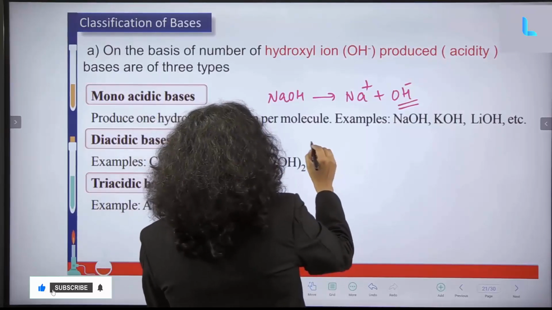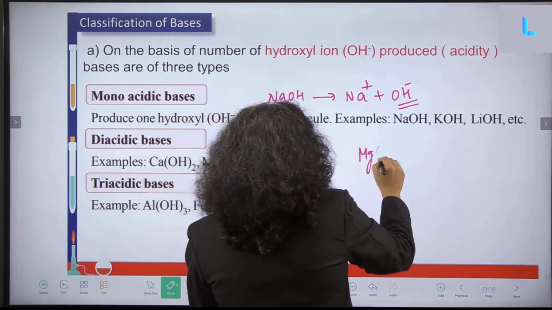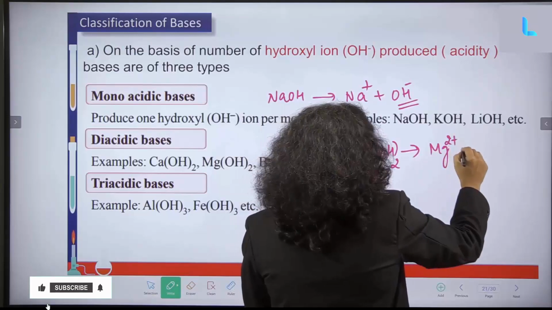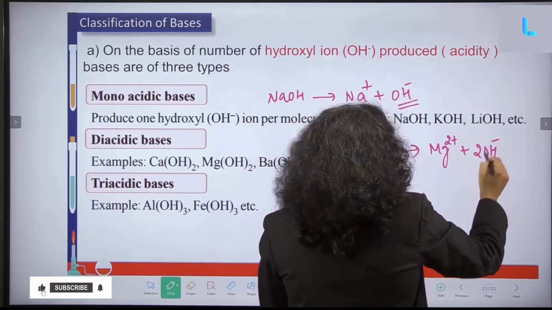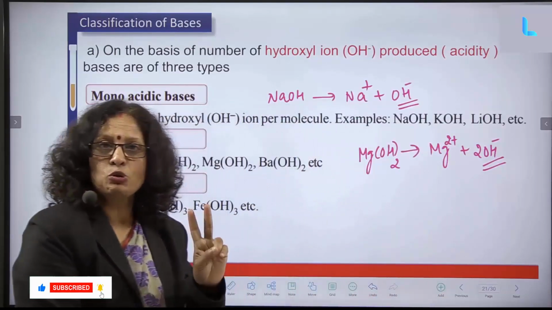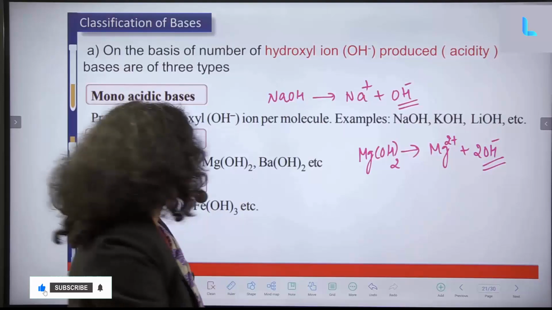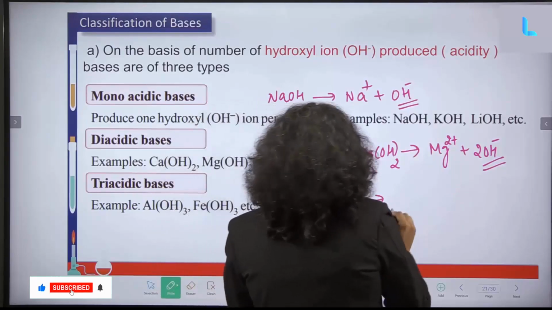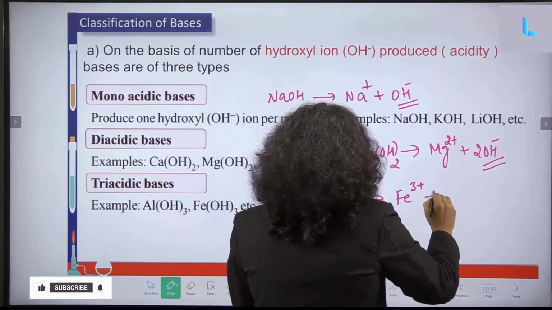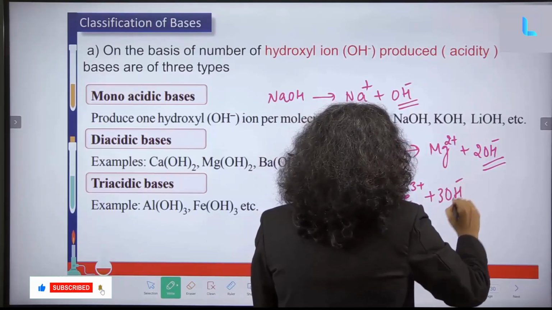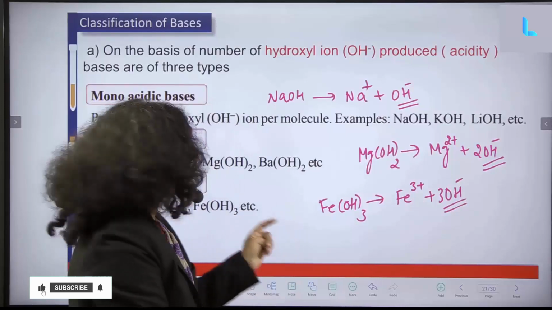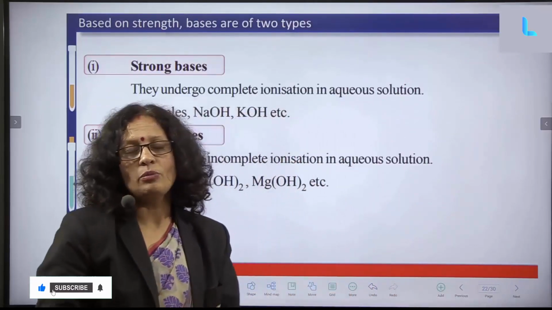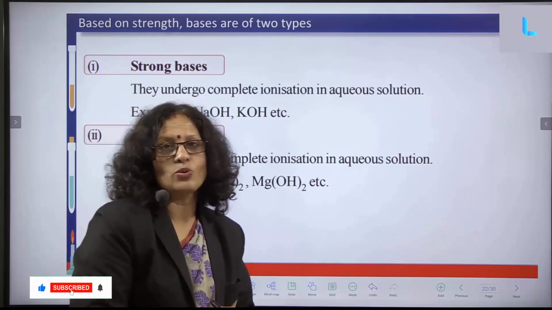Okay, one example we will take here: Mg(OH)2, magnesium hydroxide. When it breaks you get Mg2+ plus 2 OH minus. So how many OH minus ions is it giving? 2. So it will be diacidic. If we say Fe(OH)3, it will give Fe3+ plus 3 OH minus. So how many OH minus? 3. So it is called triacidic. So the basic character will be decided on how many OH minus ions are dissociated.